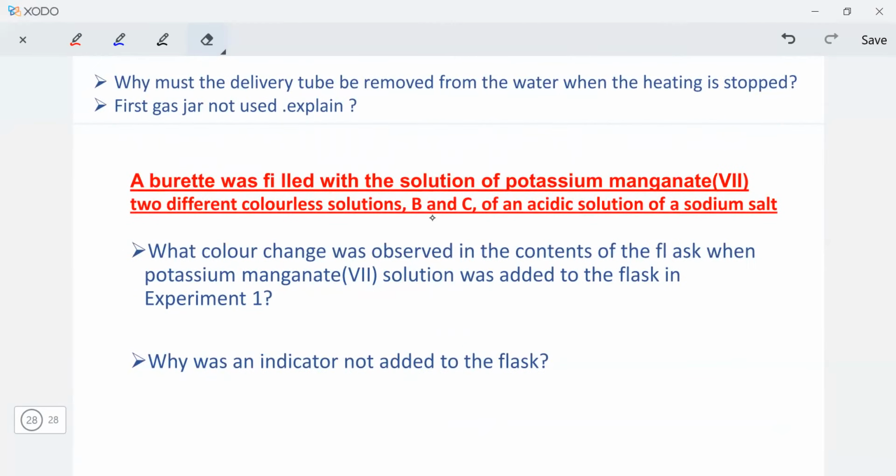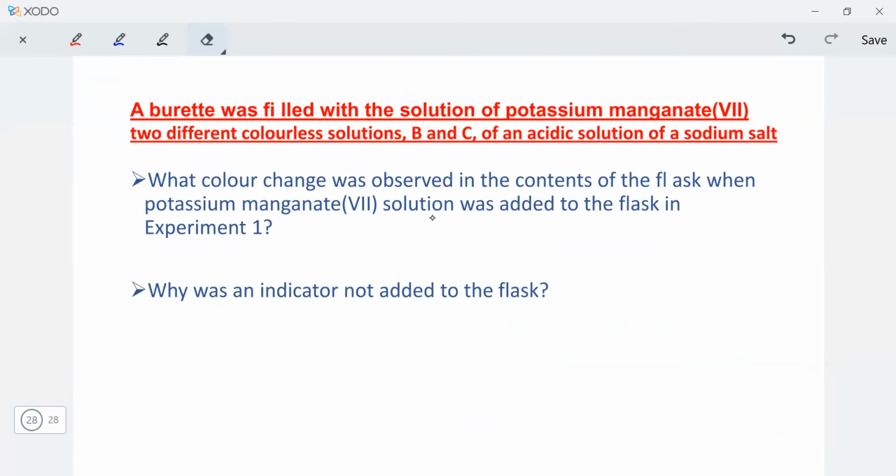This is the last question here. This came in 2013. Let me tell you that the potassium manganate color is purple. I can use acidified potassium manganate, KMnO4, also as an indicator. In this question, he had a burette filled with potassium manganate, and in the conical flask he had a salt solution. Remember that potassium manganate is a very strong oxidizing agent.